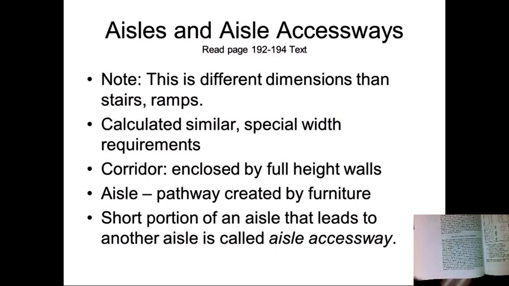Note this is different dimensions than stairs and ramps. It's calculated similarly, but we have special width requirements. Remember, corridors are enclosed by full height walls, and aisles are pathways created by furniture. A lot of times in classrooms and other places, you create pathways for people to walk. A short portion of an aisle that leads to another aisle is called an aisle accessway. So you have corridors, aisles, and of course aisle accessways.